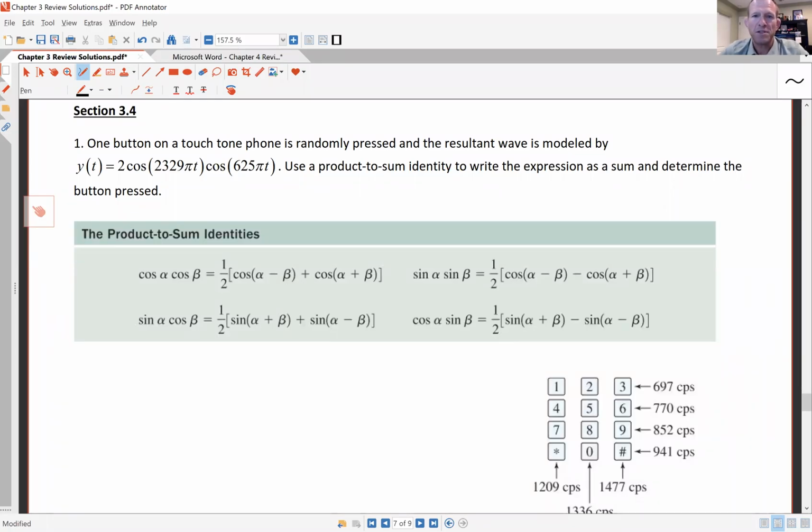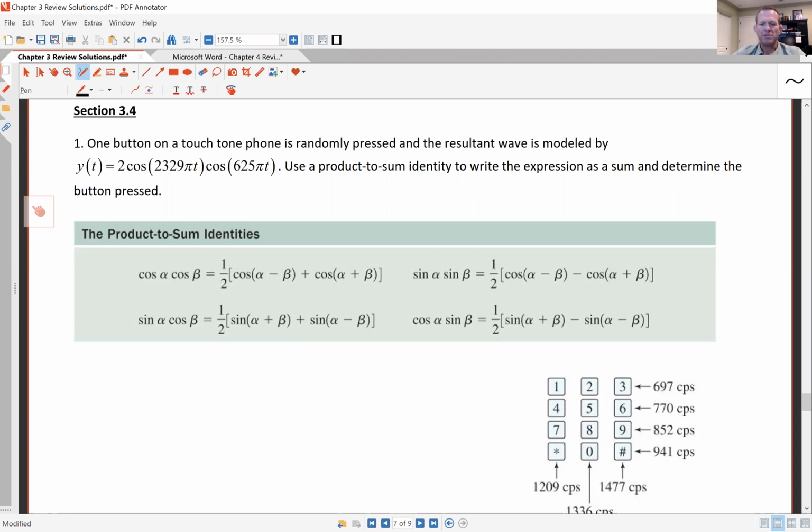This video covers the review for section 3.4 in trigonometry. This section covers the product to sum and sums to products. You don't need to memorize these formulas. I will give these to you on the test.